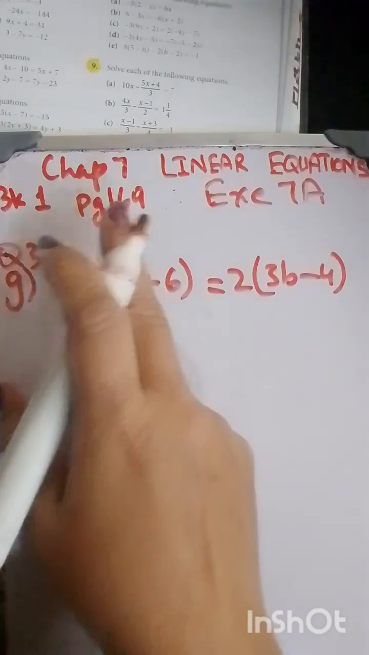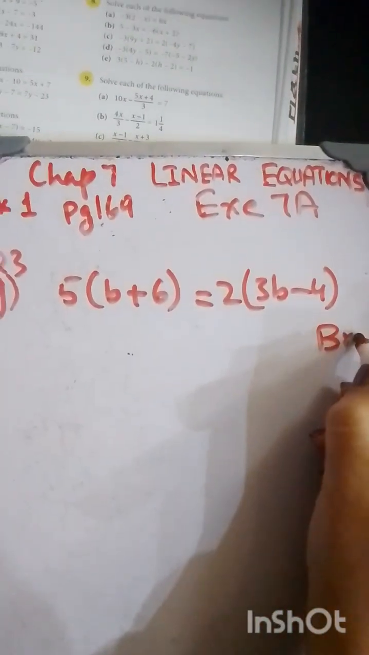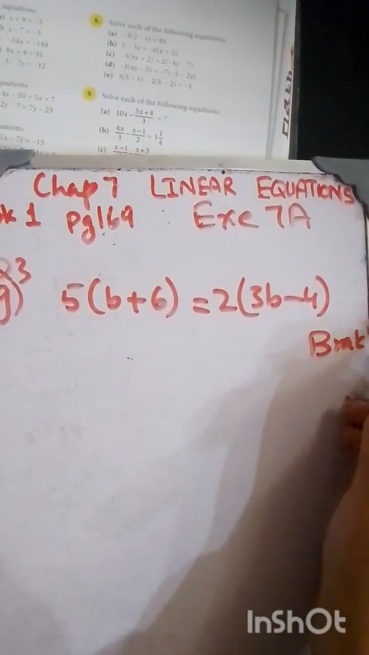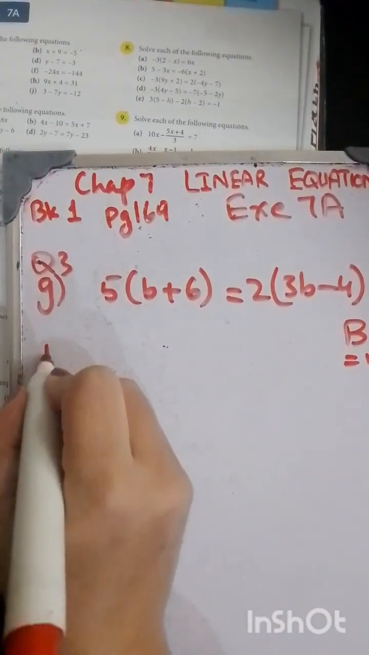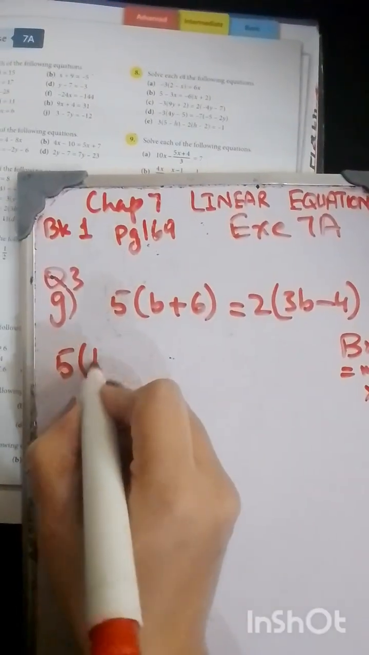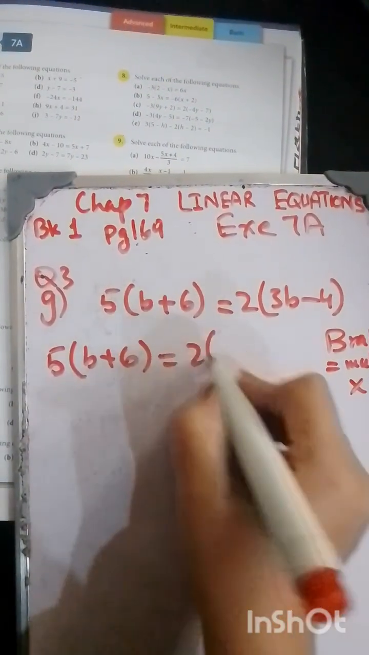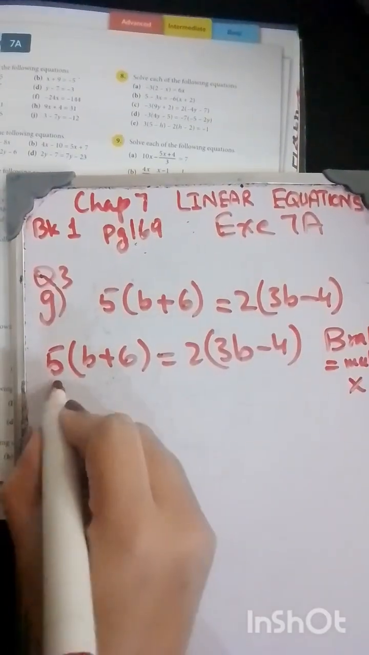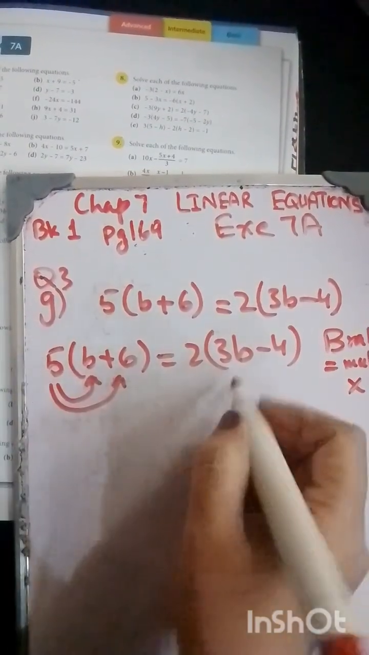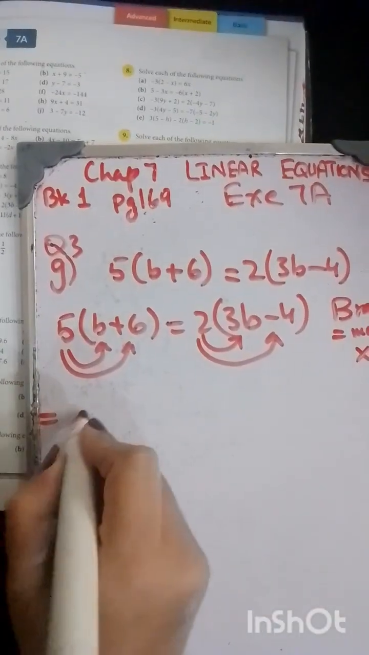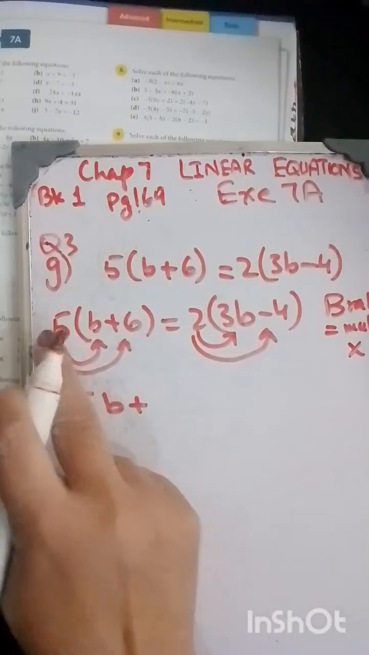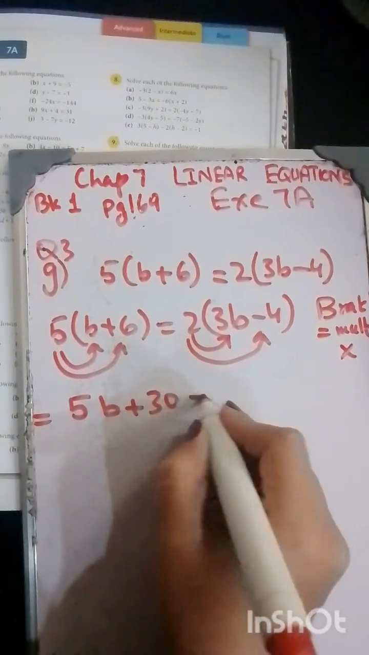So moving towards question number 3, I'm picking up part G. We have two brackets on either side of the equation. As you know, you are going to multiply this 5 with all the components written inside the bracket, whether it's a variable or a constant number. So I'm writing the equation again to make it simpler for you. 5 times b and 5 times 6, then 2 times 3b and 2 times 4, right? Sign of b is positive, sign of 6 is positive, 3b is positive but 4 is negative.